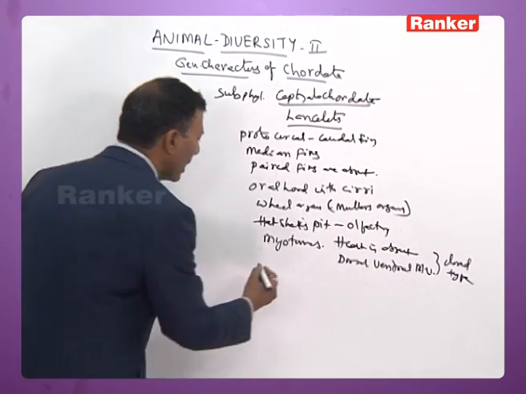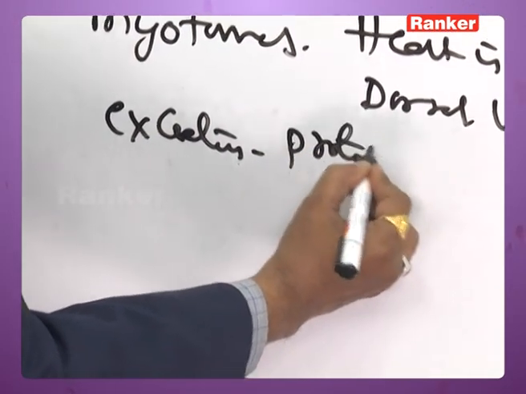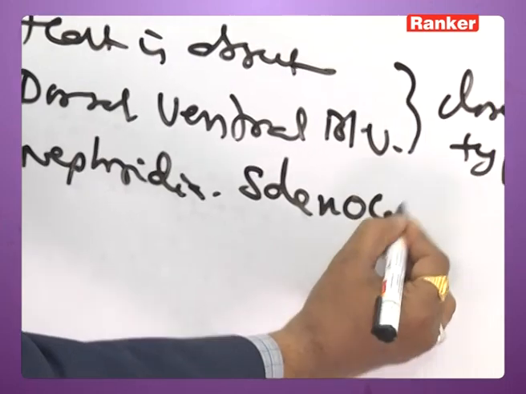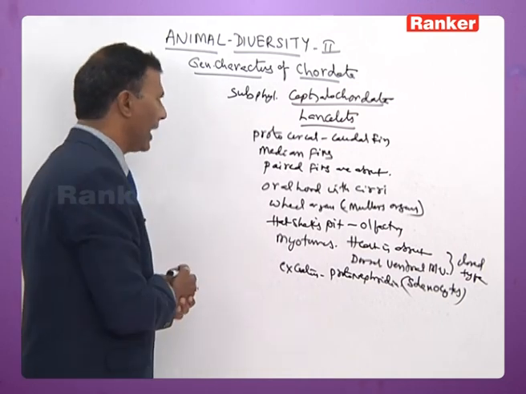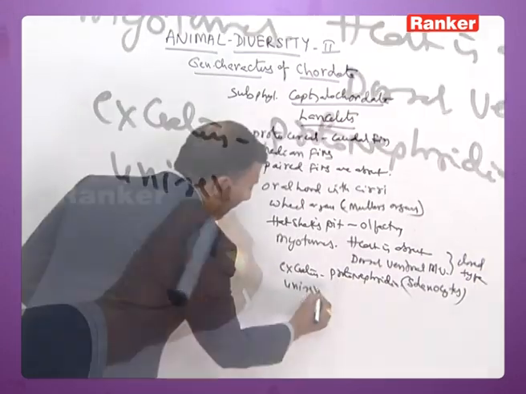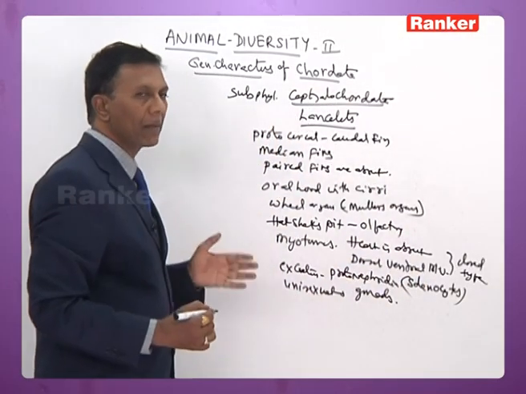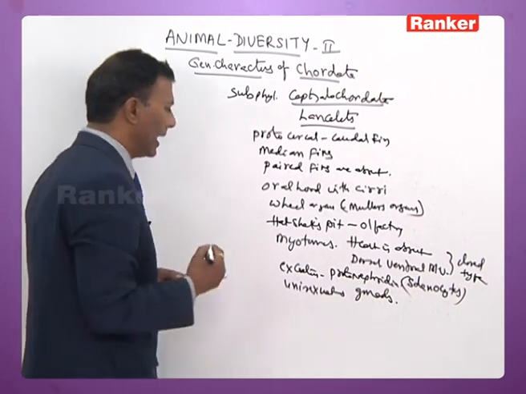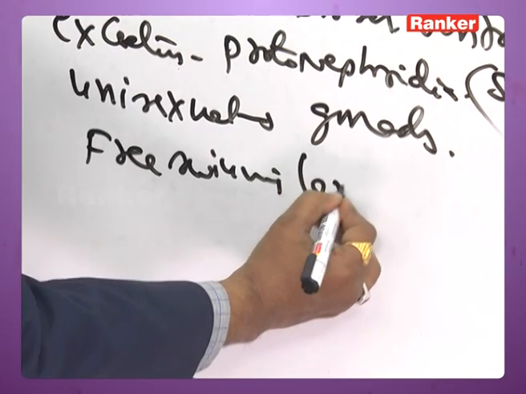In Cephalochordata, excretion takes place by the protonephridia, which are also called solenocytes. And unlike urochordates, cephalochordates are unisexual with segmentally, metamerically arranged gonads. Gonoducts are absent. And life cycle involves a free swimming larva.